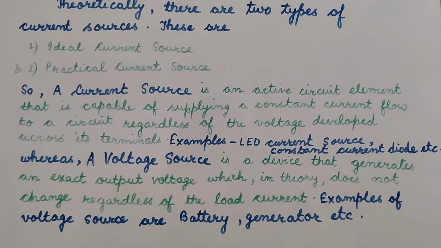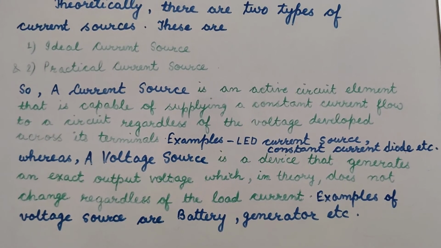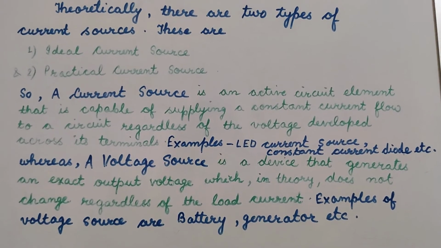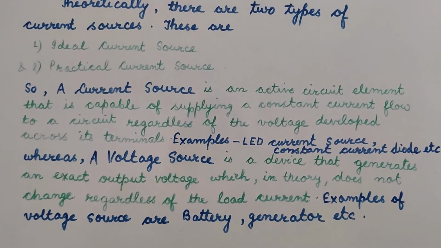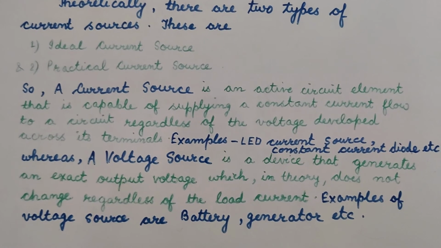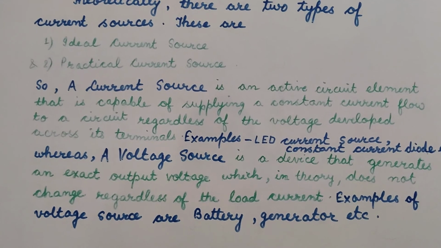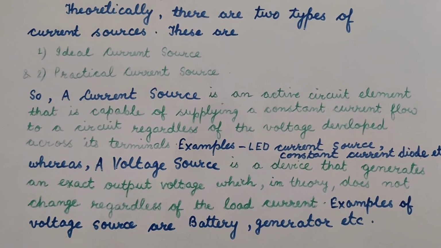Similarly, we can say that a voltage source is a device which generates an exact output voltage which does not change regardless of the load current. That is, a voltage source is a device which will provide constant voltage in any circuit. And some of the examples of voltage source are battery, generator, etc.